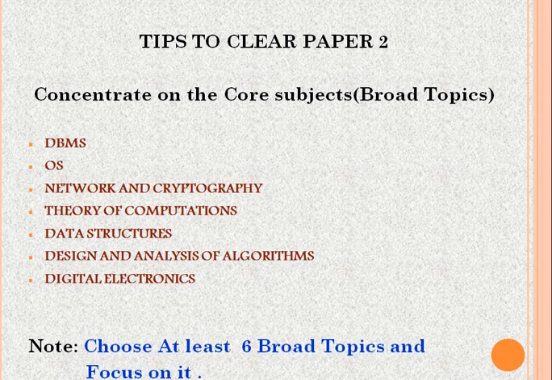So what are the tips to clear paper 2? How can you clear paper 2 of UGC NET? Concentrate on the core subjects, that is the broad topics. I have already told that DBMS, operating system, network and cryptography, theory of computations, design and analysis of algorithms, DS and discrete mathematics, all these are core subjects. So try to focus on the core subjects.